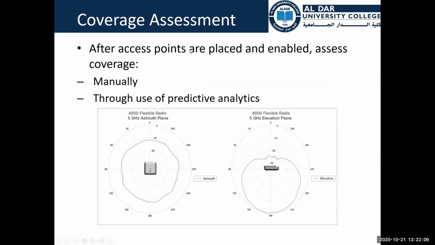After access points are placed and enabled, assess the coverage manually or through predictive analysis. You can do that manually to see the coverage map after installation. That's why it's important to make the site survey two times: once before installing your wireless LAN and once after installing it, to make sure it's working and there is no interference.